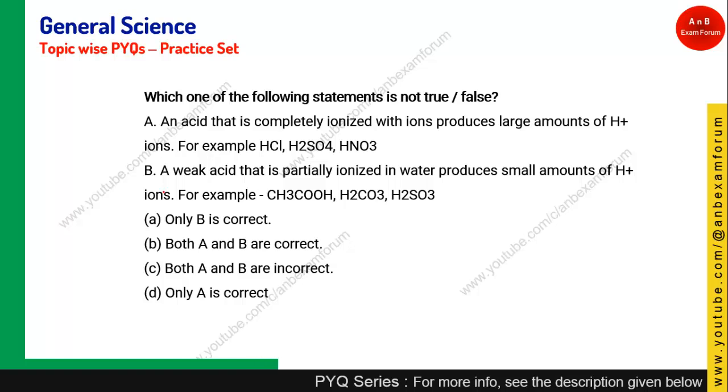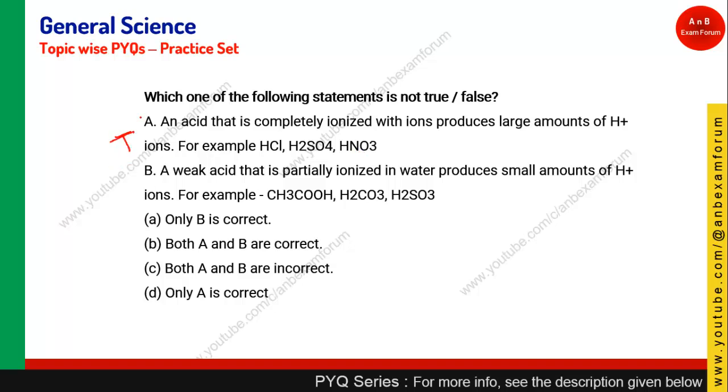Which one of the following statements is not true, or false? Okay, so let's see one by one. An acid that completely ionizes in water produces a large amount of hydrogen ions, like for example HCl, H2SO4, HNO3. Yes, it is true. We know that when an acid completely ionizes, it generates a lot of hydrogen ions. It is basically the strong acid. So all these are strong acids.